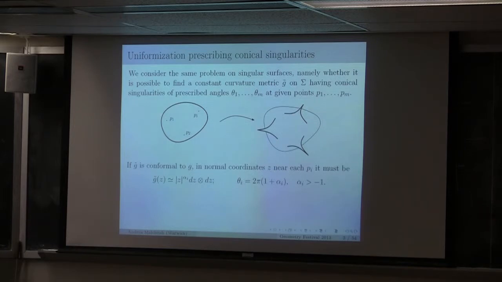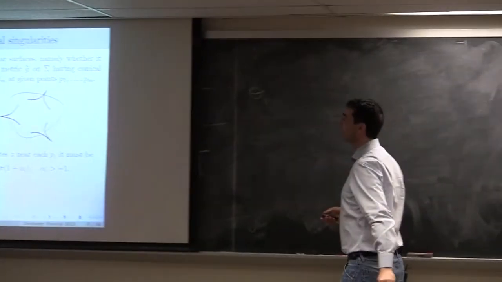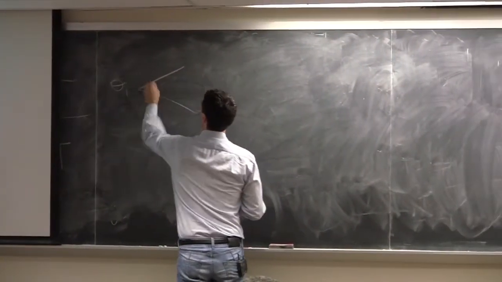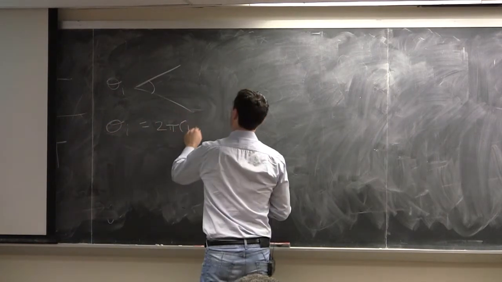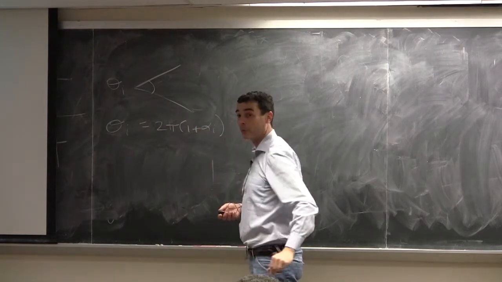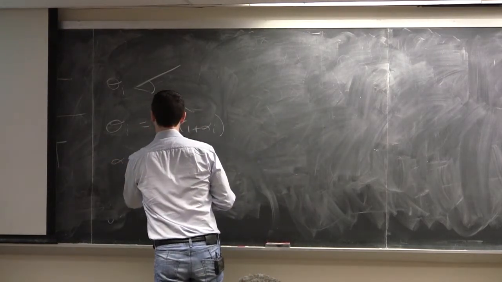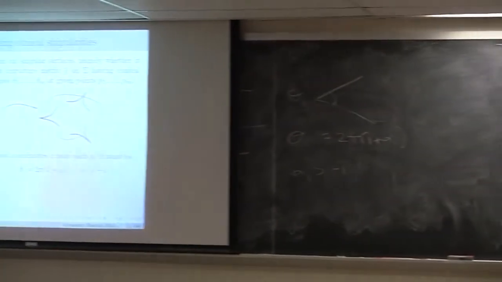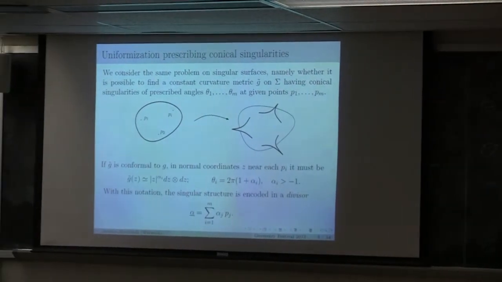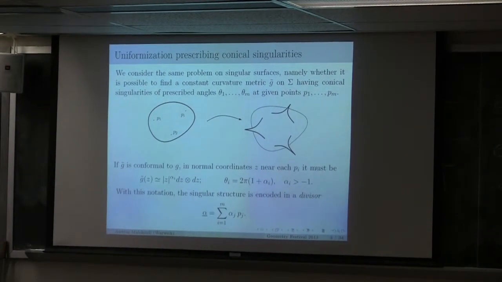So if you choose a conformal metric in normal coordinates near a given point p_i, I call theta_i the opening angle of this cone, and I write it as 2 pi times (1 plus alpha_i), where alpha_i will be greater than minus 1, so that we get positive angles, which can exceed 2 pi. With this notation, the singular structure is encoded in a divisor, which is just a collection of the singular points with singular weights alpha_i.